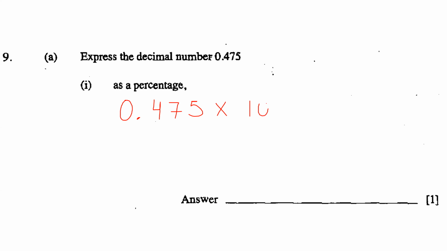0.475 multiplied by 100 is equal to 47.5. Now you can easily just use a calculator to multiply it, and if you multiply carefully, you would have 47.5. And so the answer here is going to be 47.5%. So that's the answer for number 9A: 0.475 written as a percentage is 47.5%. Let's move on to the next question.